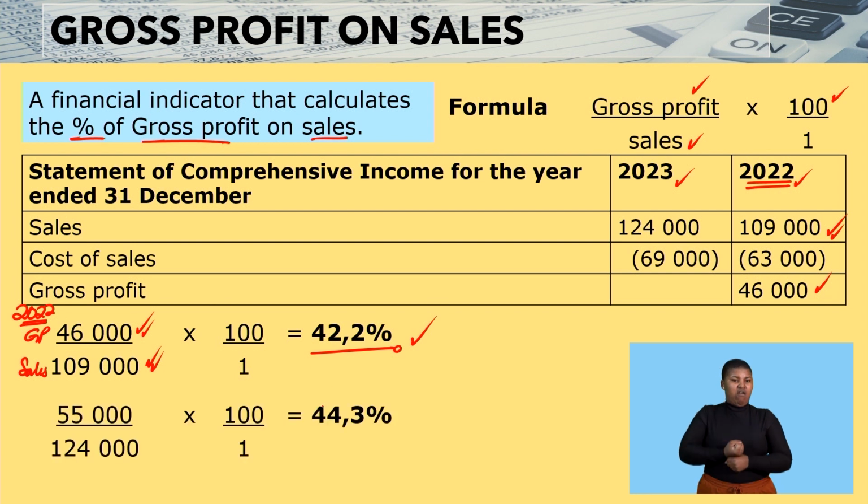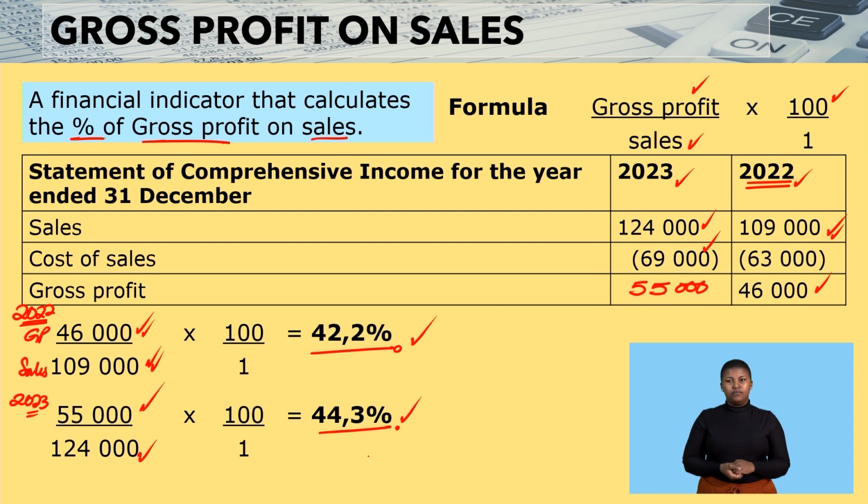The following year, that is 2023, first we must calculate the gross profit. How do we get that? We say sales, 124,000, punch that in the calculator. Then you say minus cost of sales, 69,000. The difference between these two gives you 55,000. 124 minus 69 gives you 55. So you come here, you say your gross profit. Remember, this is now 2023. So this becomes your gross profit, 55,000, over your sales, 124. Multiply by 100 over 1 gives you 44.3%.